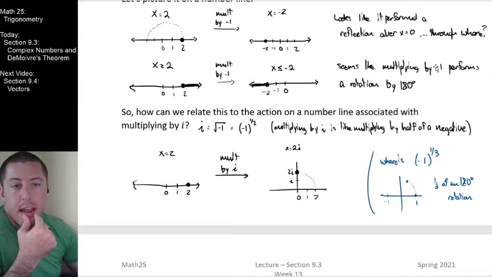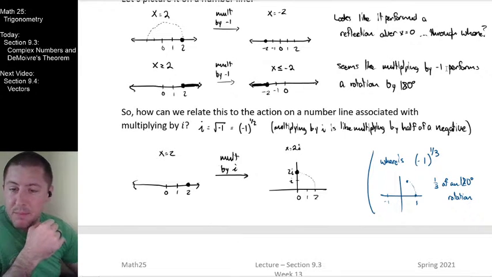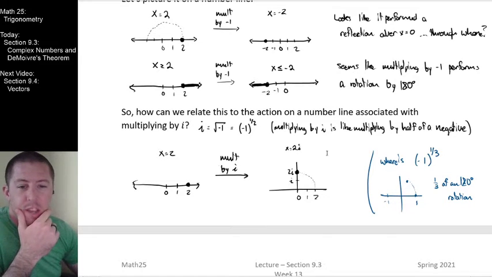If multiplying by -1 does a 180-degree rotation, this makes sense because you know that if you do a 360-degree rotation, then your object is back in its original setting. Similarly, multiplying by -1 twice is the same thing as multiplying by 1, which leaves a number alone. It leaves it in its original position.